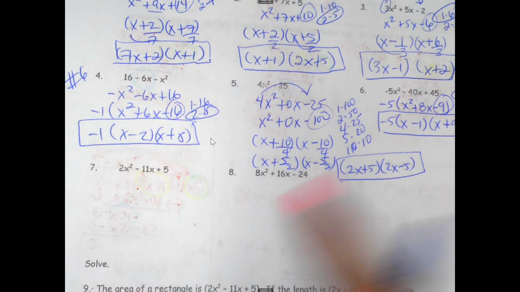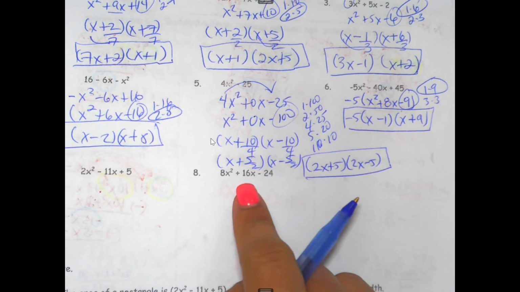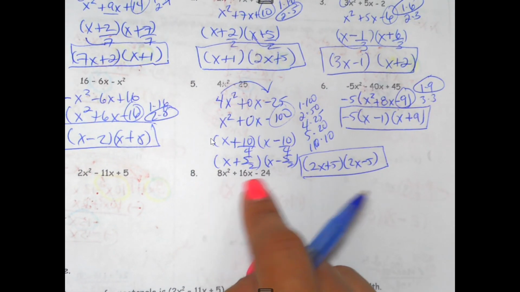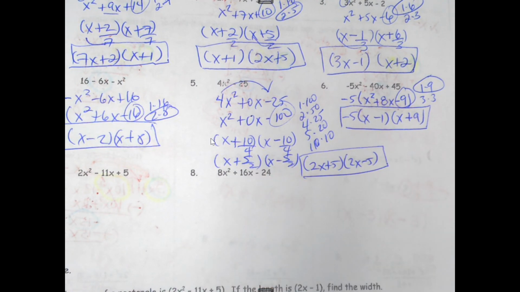On number 8, we're going to do the same thing we did on 6, where we can factor out a number, even though it's not negative. See how they're all divisible by 8? So we might as well divide by 8. That way we have smaller numbers.